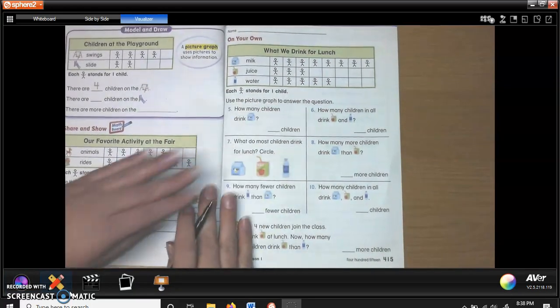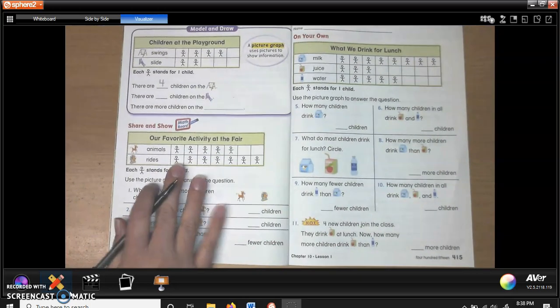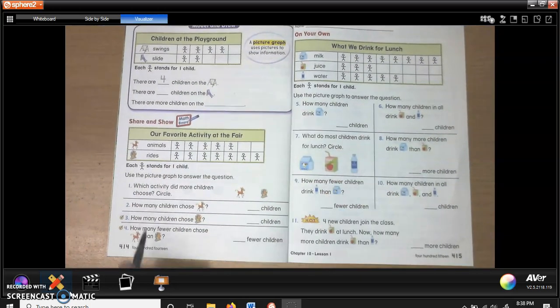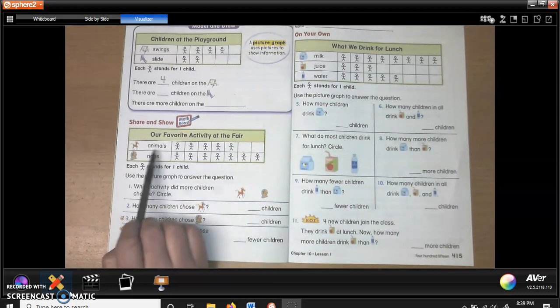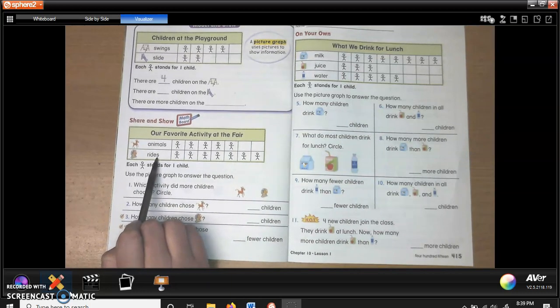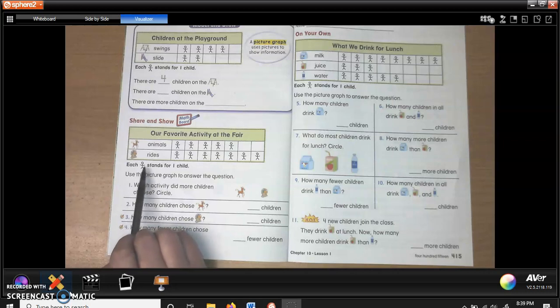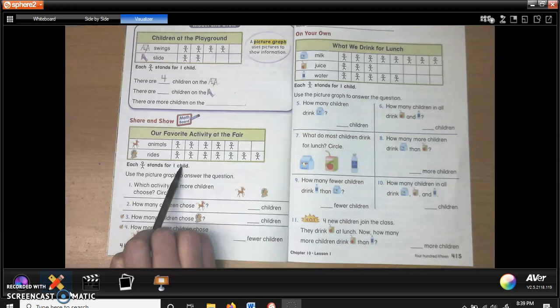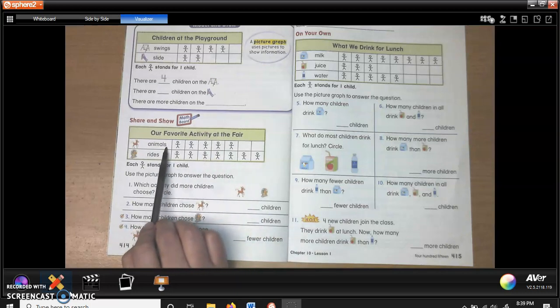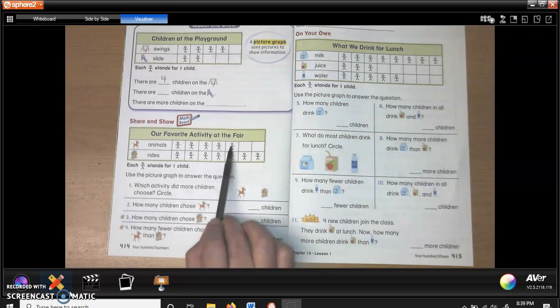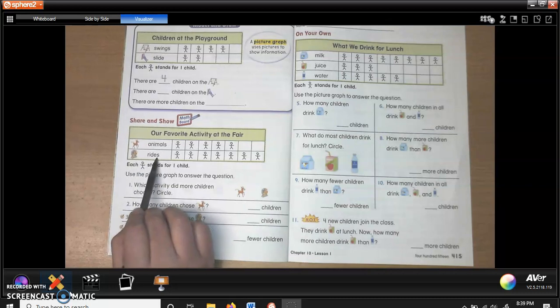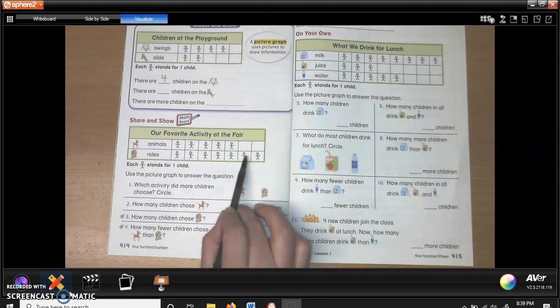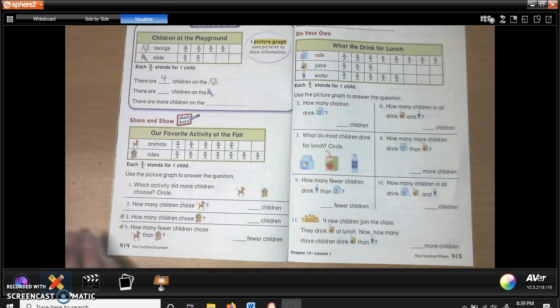Let's go ahead and we are going to do this page together, and then you are going to do this page on your own. So it says, our favorite activity at the fair. Okay, there are 2 choices. There are animals and there are rides. Now, each picture of a person stands for 1 child. Okay? So in order for me to know how many people chose animals, I would have to count the people beside animals. If I want to know how many people chose rides as their favorite activity, I would have to count each person beside rides.